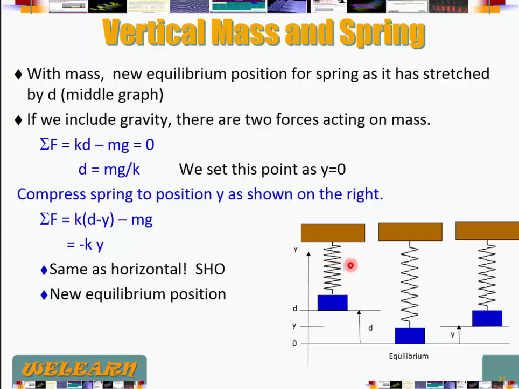In this particular image, the spring is not stretched. It is at a relaxed position, and we just add the mass here. Because of that mass, the spring is going to stretch by an amount d to reach this new equilibrium position. So the new equilibrium position is such that the spring is stretched by an amount d.